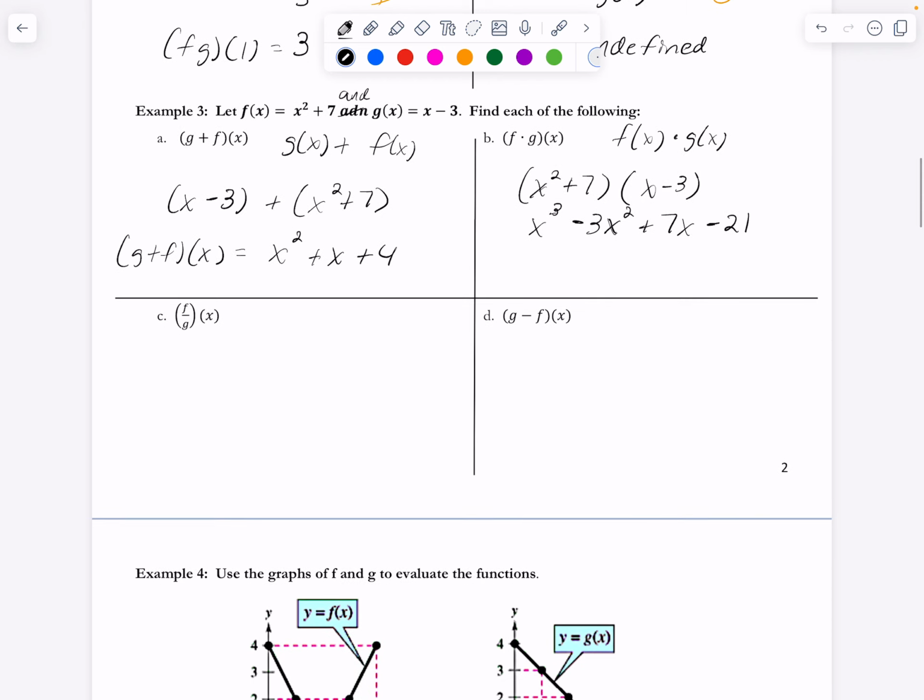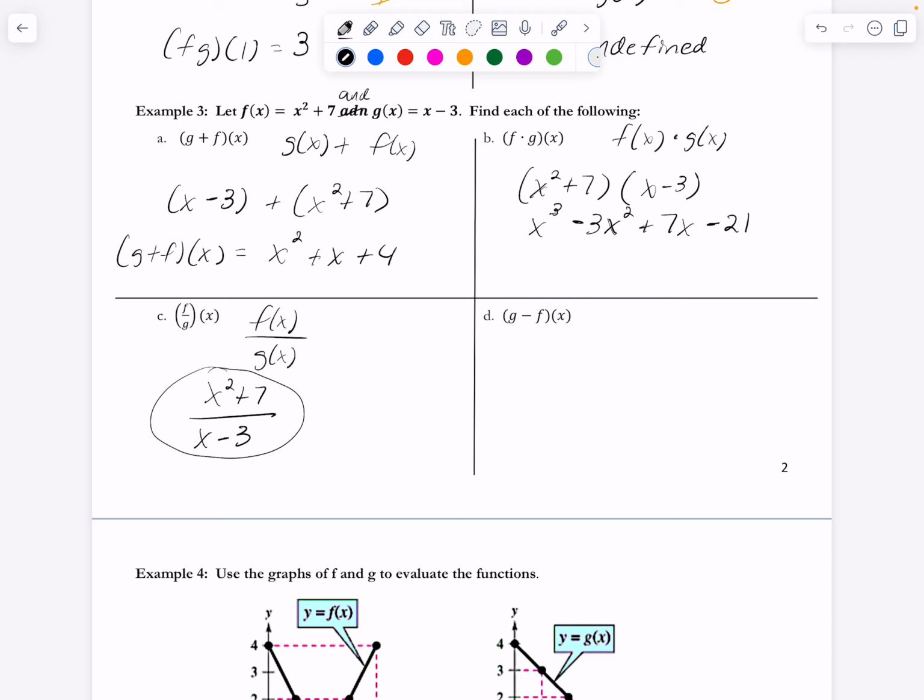All right, this next one is division. So f of x over g of x. So I'm going to put x squared plus 7 over x minus 3, and I'm actually unable to do any factoring with that numerator or denominator, so this is the answer. Other times when we do these, you might be able to factor one of these functions. And when you do that, you'll hopefully be able to simplify the equation.